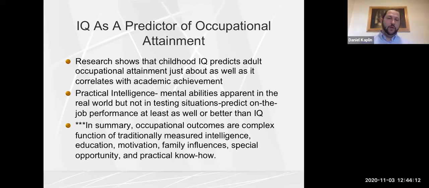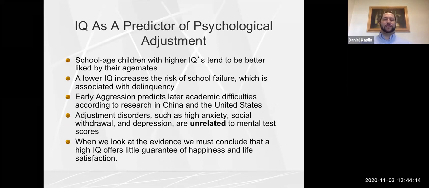So interest matters. Real world abilities matter just as much as this abstract concept of IQ. How about psychological adjustment? Well, IQ and mental health are unrelated. That's what we see. So let's talk about factors correlated with mental health, though. In general, people who have higher IQ tend to be liked by their peers. They tend to serve as models. So there's more of a social inclusion versus a social exclusion. That could predispose a person for better psychological adjustment.